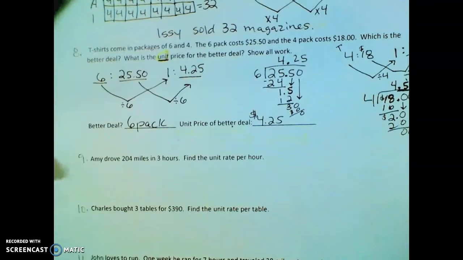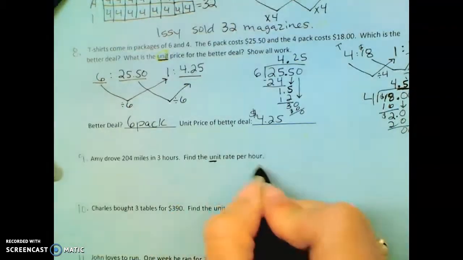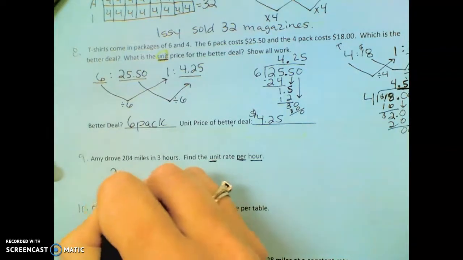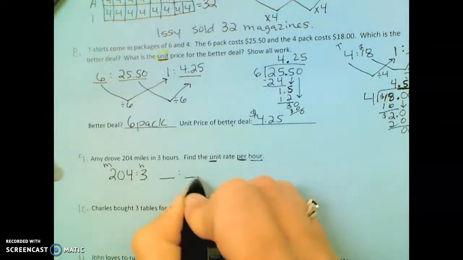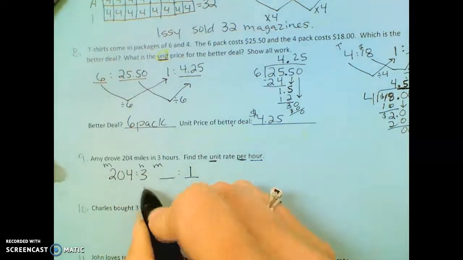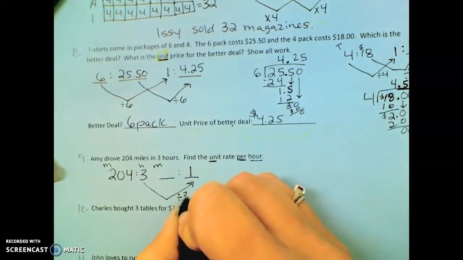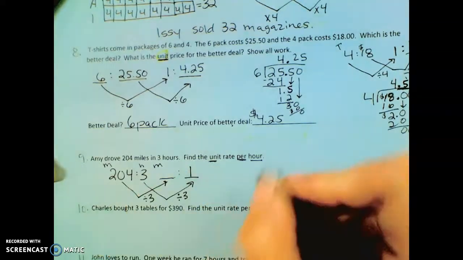Looking down at number 9, Amy drove 204 miles in 3 hours. Find the unit rate per hour. So that tells me I need to know it for 1 hour. So again, starting out at the 204 to 3, this is miles to hours. What I need to know is how many miles in 1 hour. So what did I do to 3 to get to 1? I broke it into 3 groups. So what do I need to do with this 204? Divide it into 3 groups.